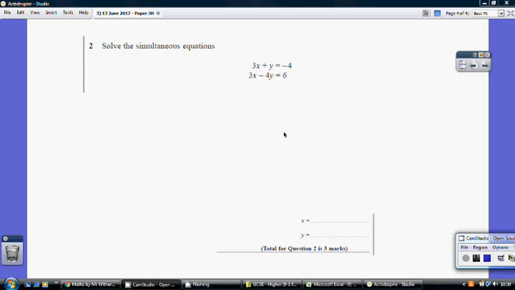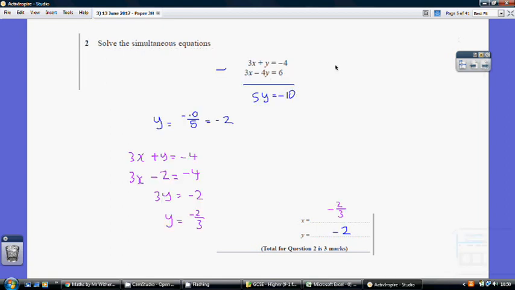Question 2. So as we've already got the x's lined up, we've got a 3x and a 3x, it makes sense to focus on the x's on this occasion. And as they have the same sign, I'm going to choose to take away the bottom equation from the top one. So subtracting them, 3x take away 3x is no x, that's what I was hoping. y minus 4y is the same as y add 4y, which is 5y. And then minus 4 minus 6 is minus 10.